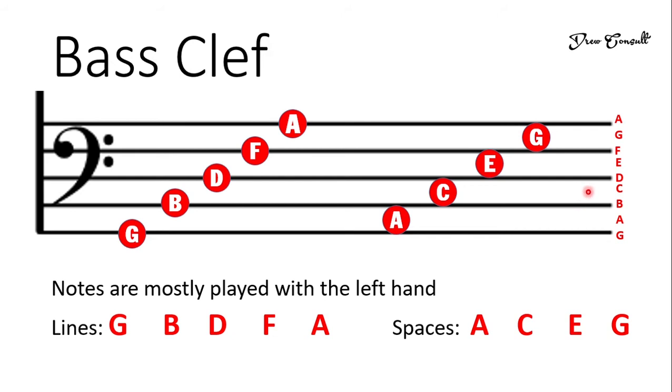Then the next space is C. Then we are moving to the next line, which is D. Then the next space is E. And the line is F. Then G. Then we go back to A. That is the line we can see right here. This should make reading music very, very easy and very, very simple for all of us.